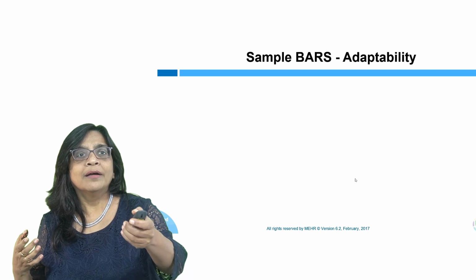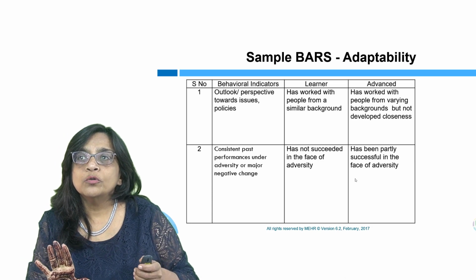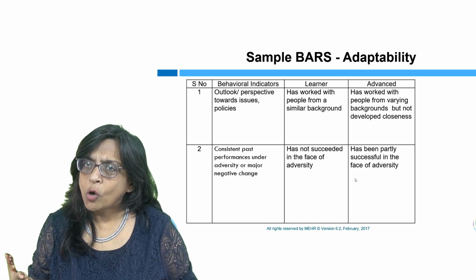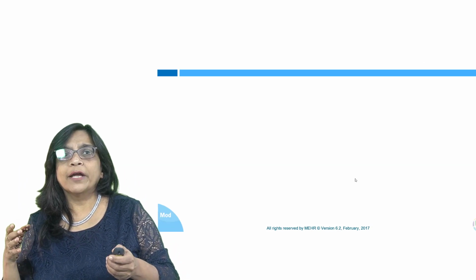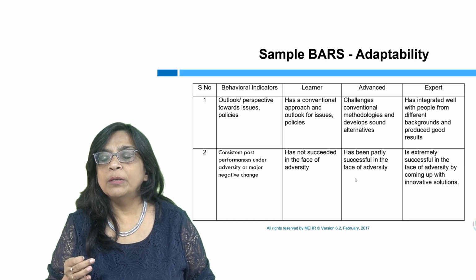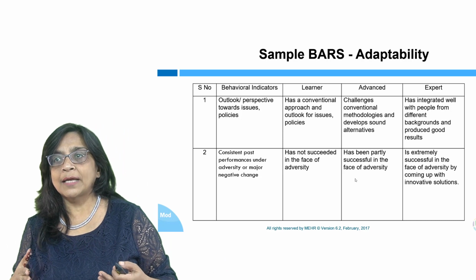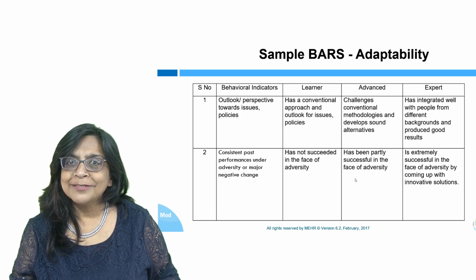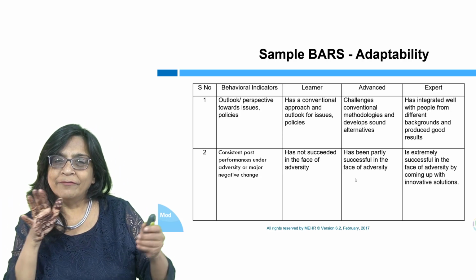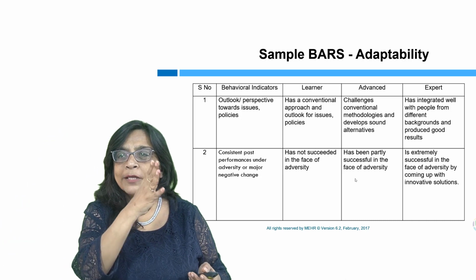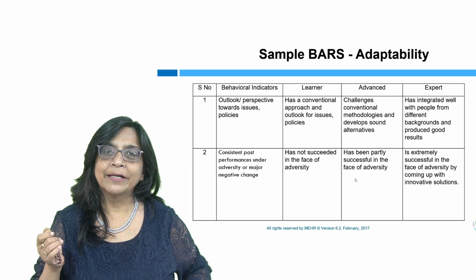If I look at the second one, he has worked with people from varying backgrounds, but not developed closeness. So he's friendly, can get along, but will not go to their house maybe. The third one is, has integrated well with people from different backgrounds and produced good results. So there has been actual integration. Now, when we ask the questions, we might be able to get the complete answer. And if there are 10 people I interview, I can figure out whether the person is at level 1, level 2 or level 3, keeping in mind this specific indicator.